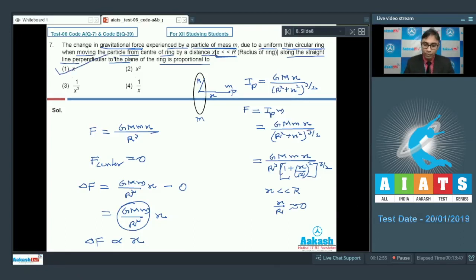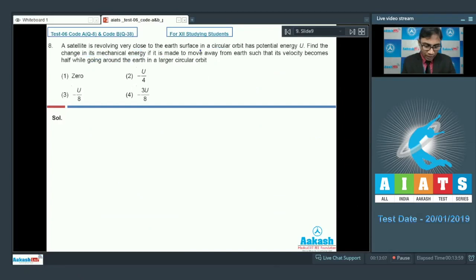Now let's move to question number 8. In question number 8, it says that a satellite is revolving very close to the Earth's surface in a circular orbit, has potential energy U. Find the change in mechanical energy if it is made to move away from Earth such that its velocity becomes half while going around the Earth in a large circular orbit. So that means initially it was moving in a circular orbit very close to the surface. Now it is moving away from the surface such that its velocity will become half.